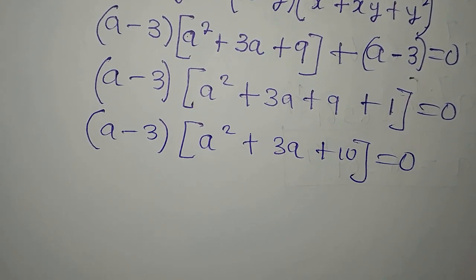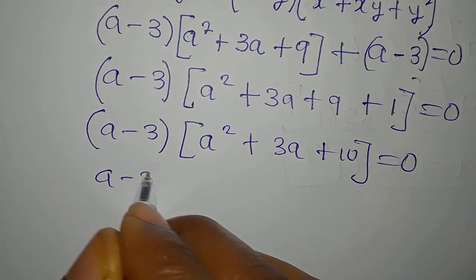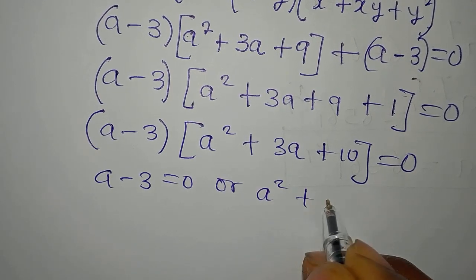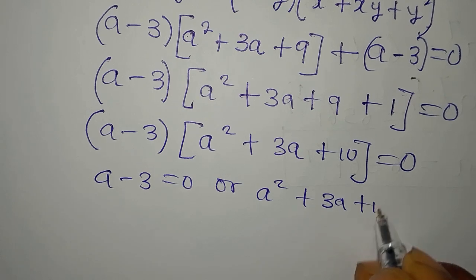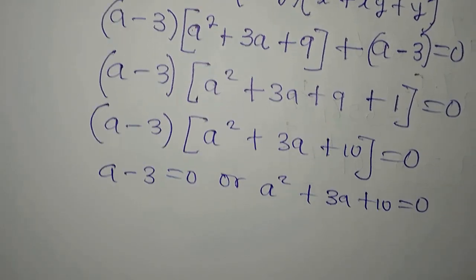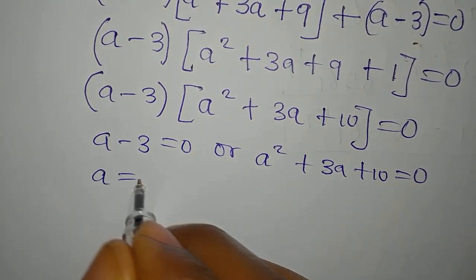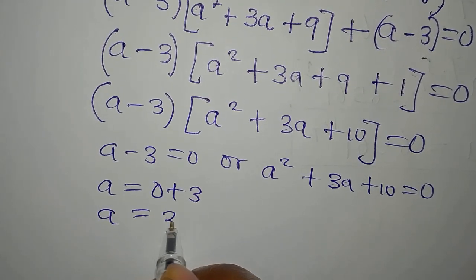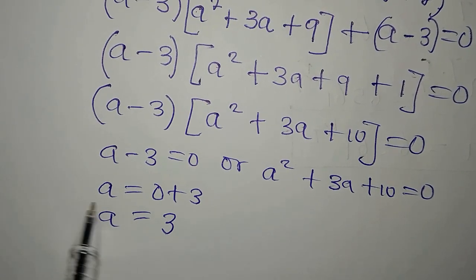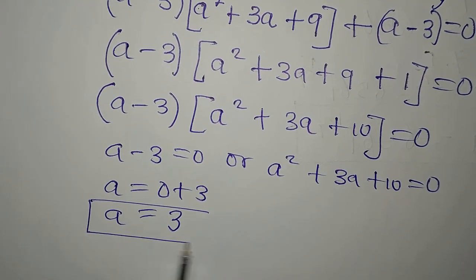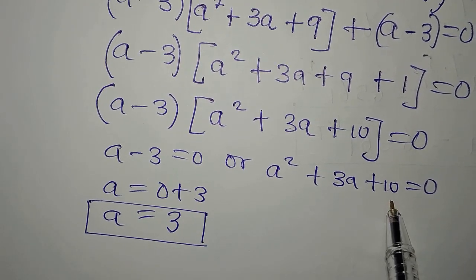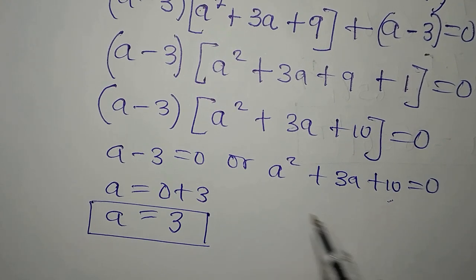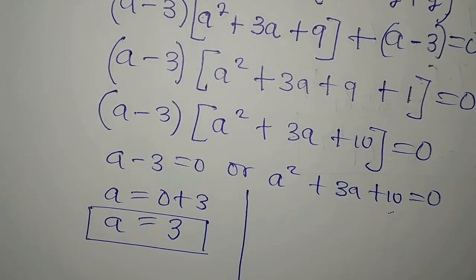Now we apply the zero product rule. A minus 3 is equal to 0, or a squared plus 3a plus 10 is equal to 0. From here, a is equal to 0 plus 3, and our a is equal to 3. Right? So this is the real solution. But then from this quadratic equation, we will be having two additional solutions. So let's deal with that here.